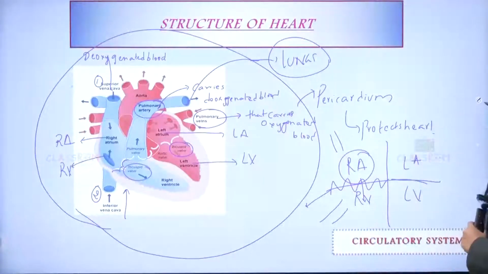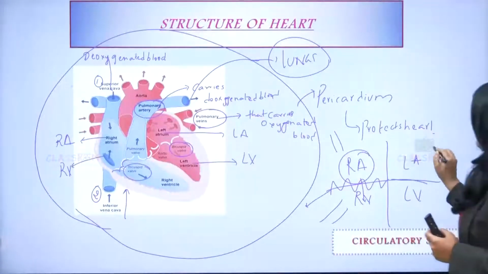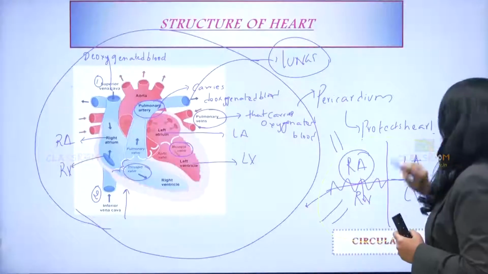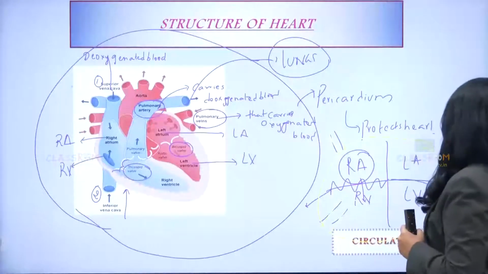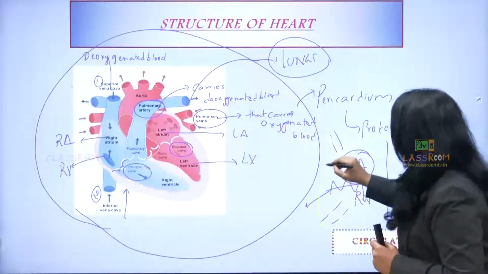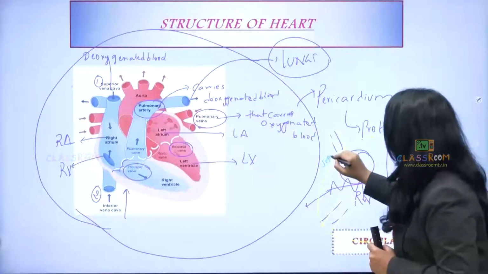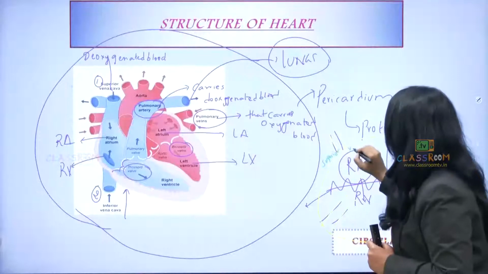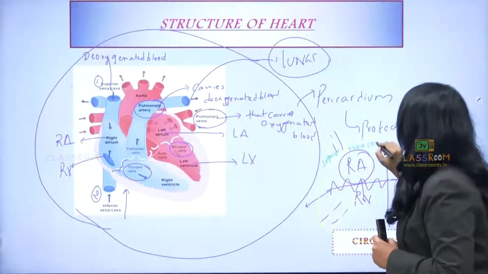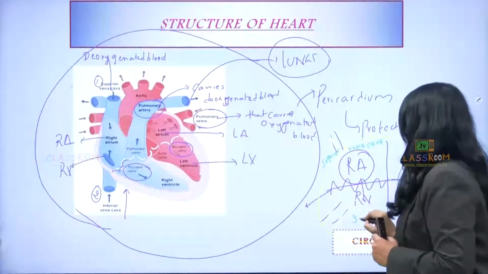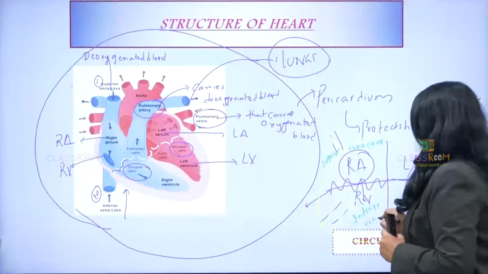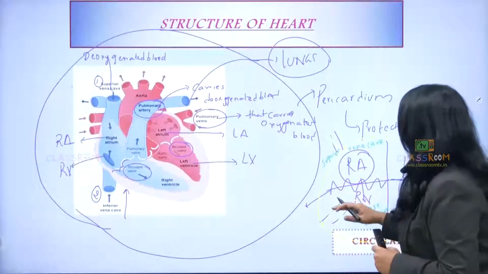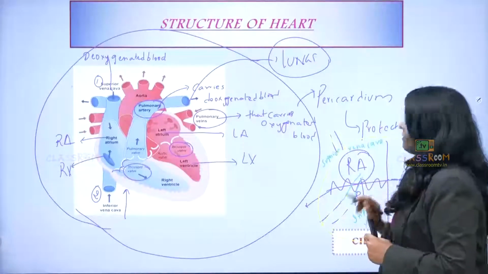I'm going to change the color so that it becomes a little easier. Imagine this is the heart. This is superior vena cava, this is inferior vena cava. So this is superior vena cava and this is inferior vena cava. So the blood is going to enter right atrium.